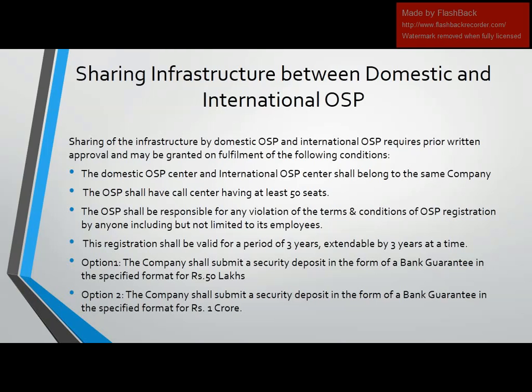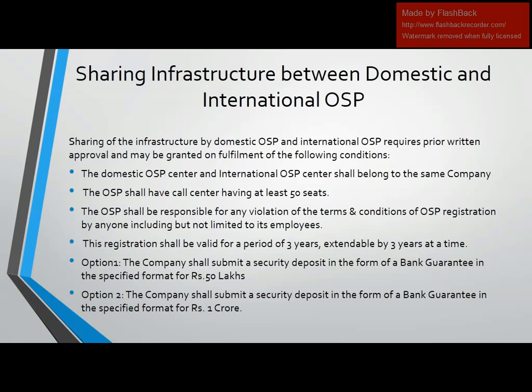The OSP shall be responsible for any kind of violation of the terms and conditions of OSP registration by anyone, including but not limited to its employees. This registration shall be valid for a period of 3 years, extensible by 3 years at a time.